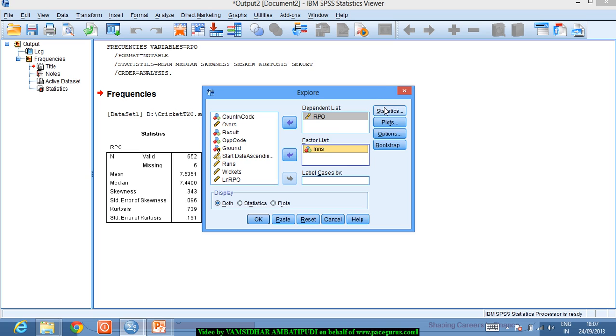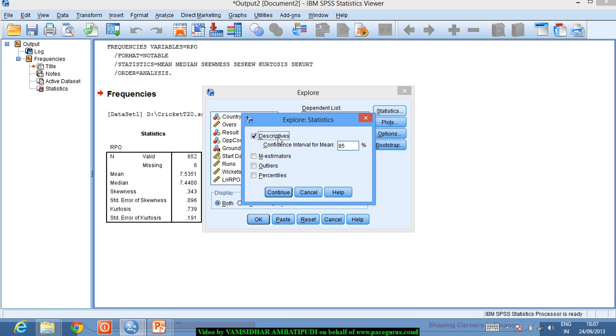What do I select in the statistics? I'll get into the statistics part, and the descriptives are anyhow selected. So basically the descriptives contain the mean, median, and even the quartiles, the first quartile, the second quartile, the third quartile, minimum, maximum kind of calculations. Apart from that, I would also go for M-estimators and outliers. I'll talk about what these two things are. I'll go with selection of M-estimators. It is nothing but the robust estimators of the mean.